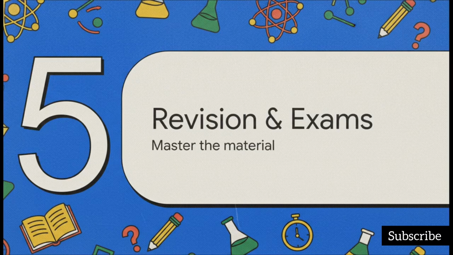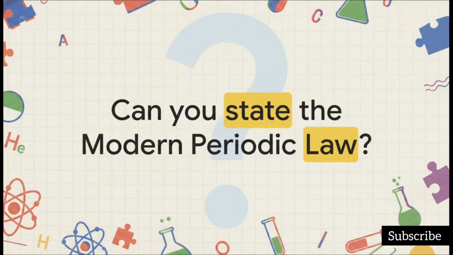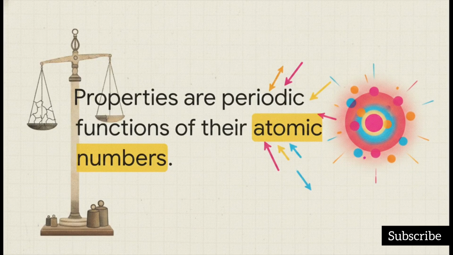Finally, Part 5, Quick Revision and Exams. Let's lock all this fantastic knowledge in with a rapid-fire review for your exams. First question, can you clearly state the modern periodic law? Take a second and see if you remember it. Here's the answer. The physical and chemical properties of elements are periodic functions of their atomic numbers. Remember, atomic numbers is the absolute key phrase here that separates Moseley's modern law from Mendeleev's older version.